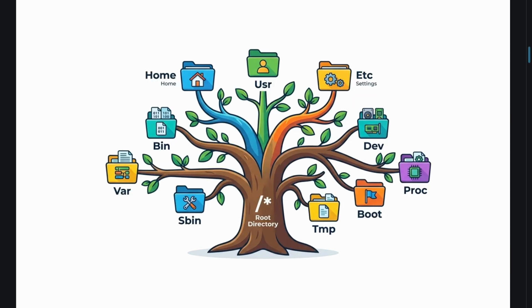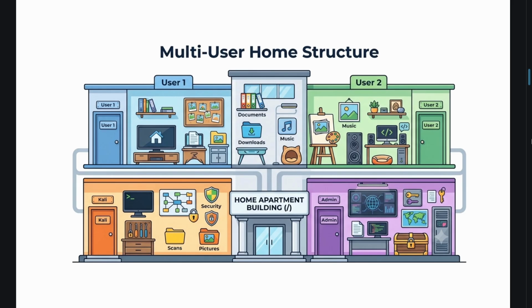So now let's understand the Linux directory structure. Think of it like a huge tree. The trunk of the tree is the root directory represented by a single slash. From this root, many important directories grow. Each one has different responsibilities. Some store user files, some contain system commands, some manage hardware, some keep config files. By the end of this video, every one of these folders will make perfect sense to you. So let's start with one of the most important directories, the home directory.